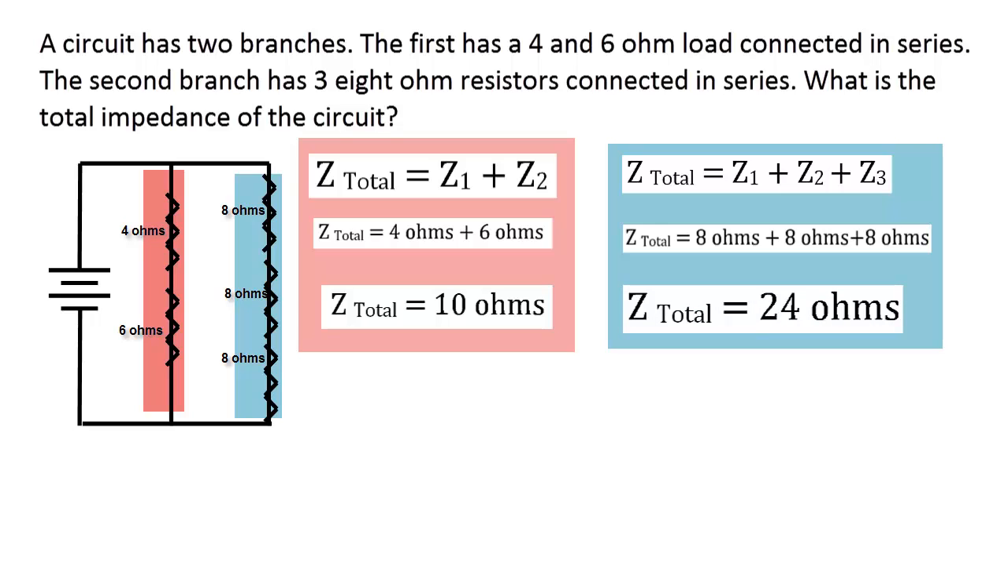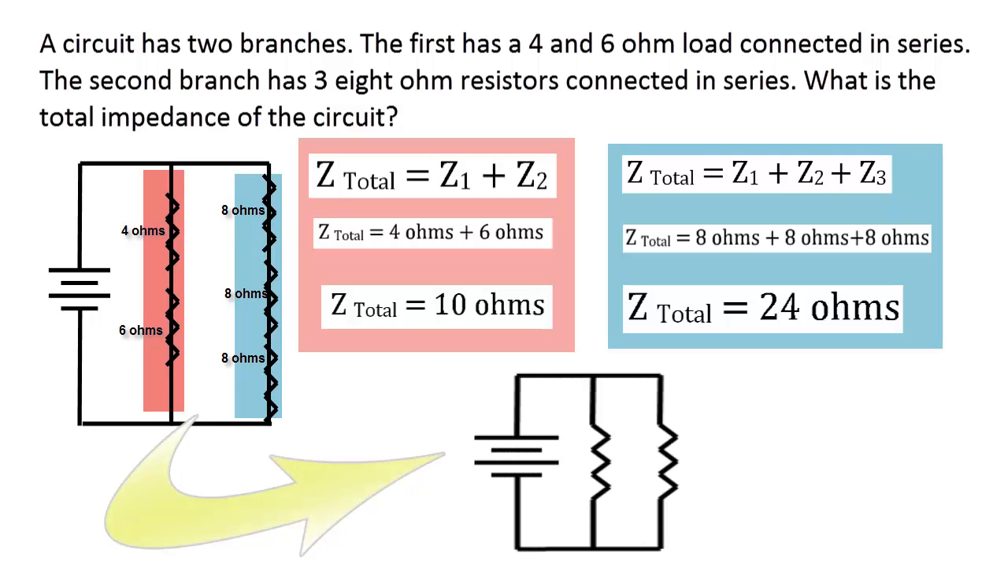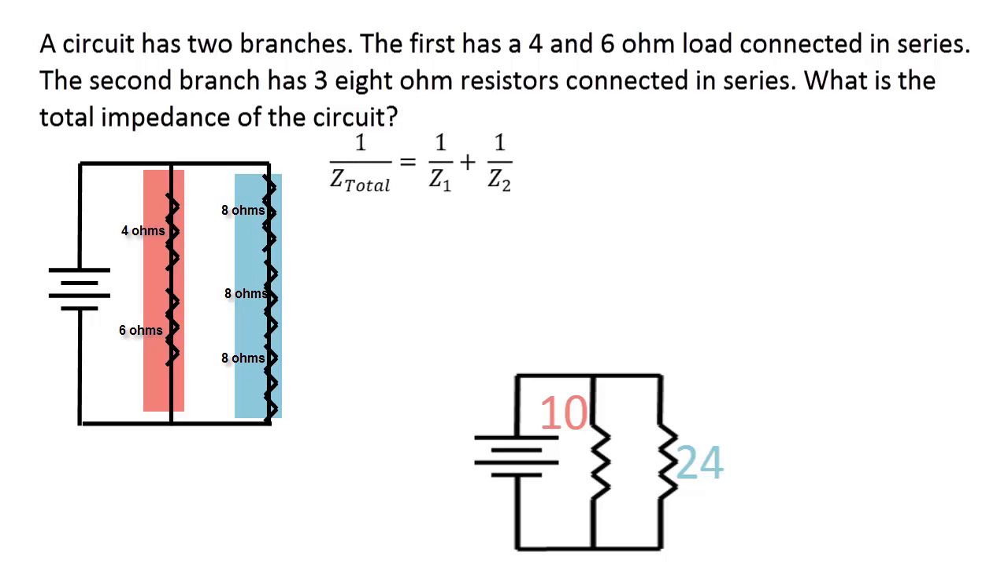Once I have solved part of the circuit, I find it helpful to simplify the circuit and redraw it. So now I will draw a parallel circuit with two branches, the first with an impedance of 10 ohms and the second with an impedance of 24 ohms. Looking at my new diagram, I see a simple parallel circuit. The next step will be similar to the last problem I solved. I will substitute 10 and 24 ohms into the parallel impedance formula. I will solve the problem step by step to avoid making careless math errors.